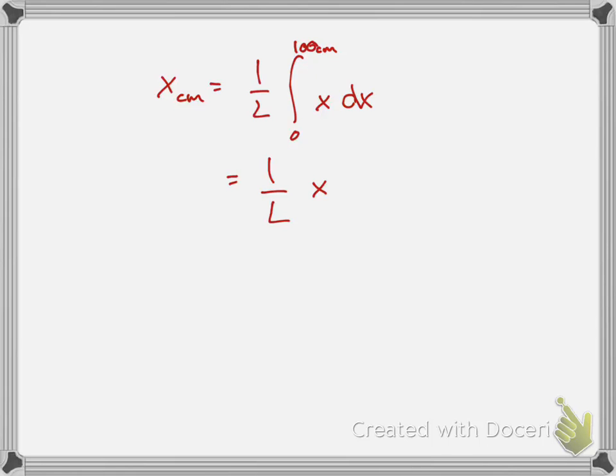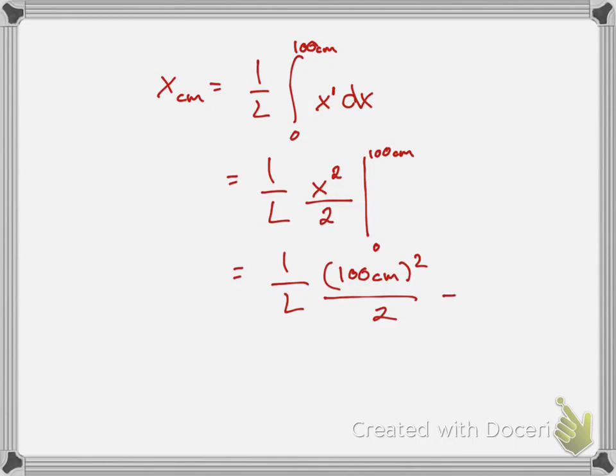I'm going to evaluate it, which I've started writing on the second line, but I didn't finish. 1 over L. I'm going to evaluate the integral x dx, x to the first, right? There's an implied 1 here. X to the 1 more power, that's 2, over the 1 more power, that's 2, evaluated from 0 to 100 centimeters. And so what that means is that we're going to say 1 over L, and plug in 100 centimeters squared over 2 minus 0 centimeters squared over 2. So we just evaluate it at the two limits and subtract.